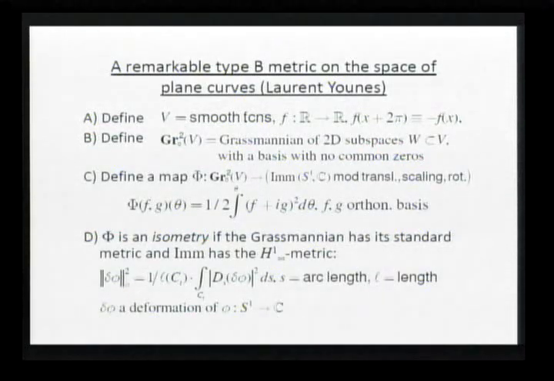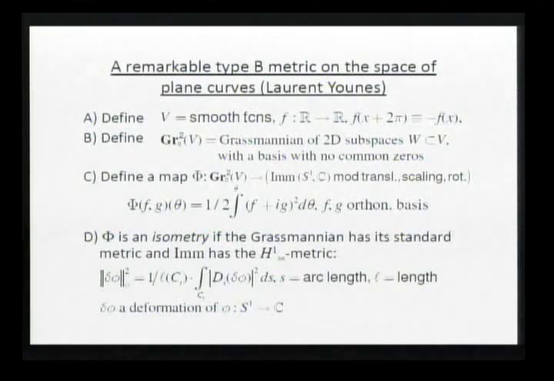And the mapping is very simple. You take F plus iG. We take a basis of the two-dimensional plane here, F and G, and you square F plus iG, and you integrate. You take the indefinite integral, and that gives you the parameterized curve at the point theta. The 1/2 is in order to make this an isometry.